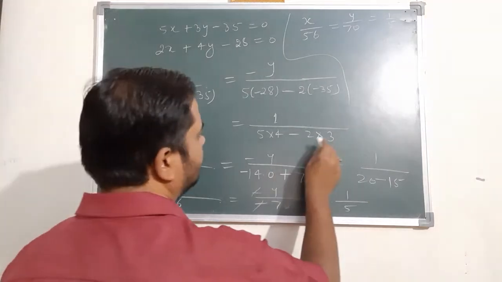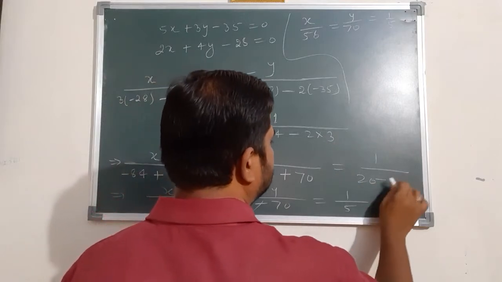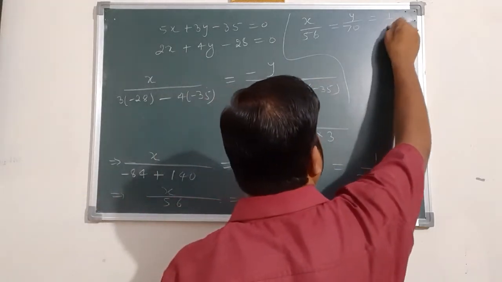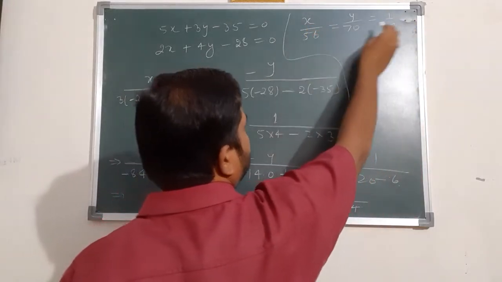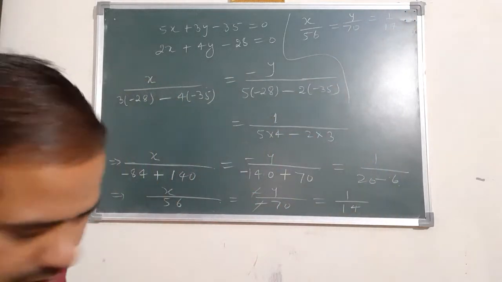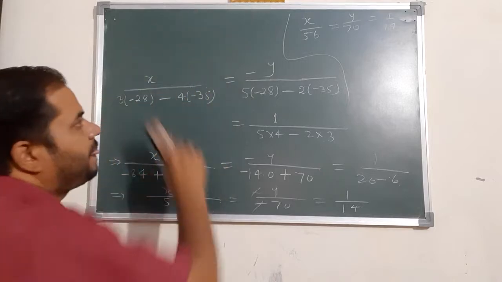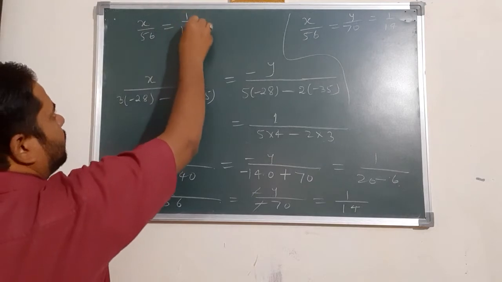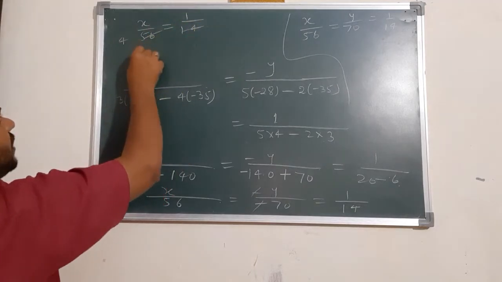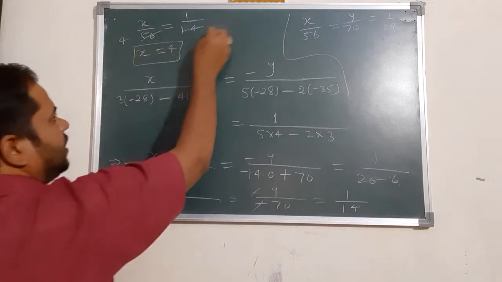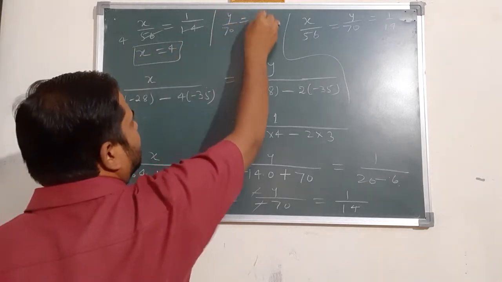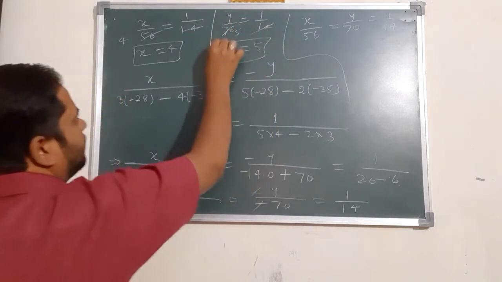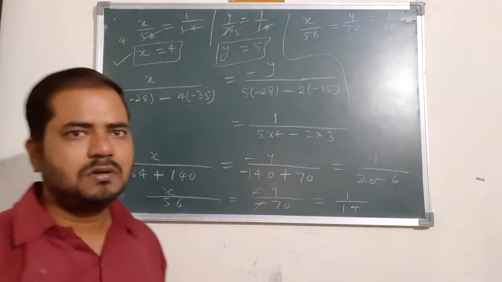Sorry, 3 2s are 6, that is 6, and this is 14. So the denominator is 14. If x upon 56 is equal to 1 upon 14, this is 4, so x is equal to 4. Similarly, y upon 70 is equal to 1 upon 14, which is 5, so y is equal to 5. So the value of x is 4 and y is equals to 5.